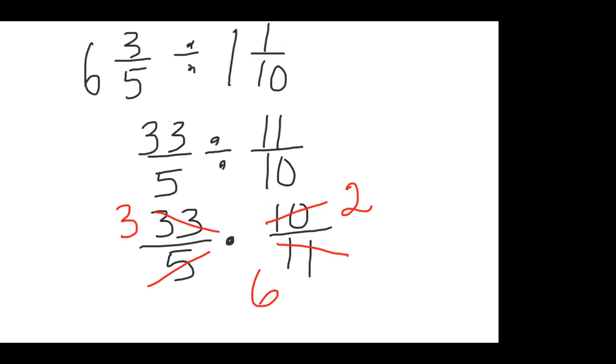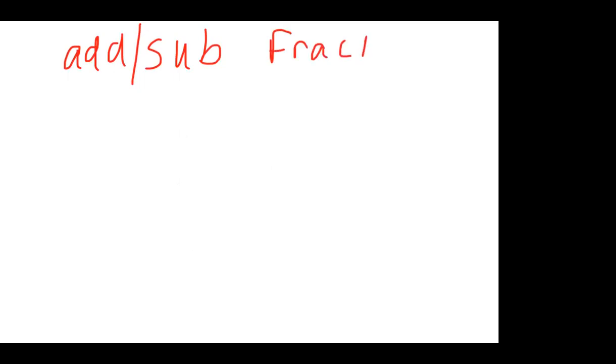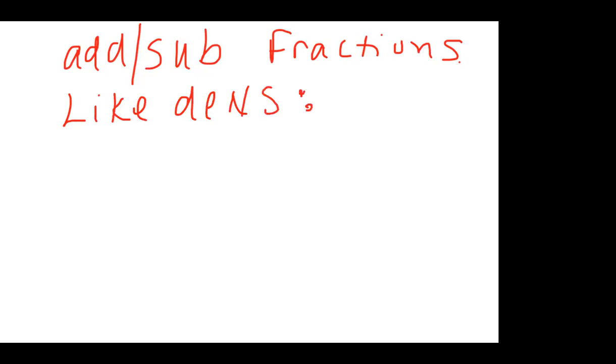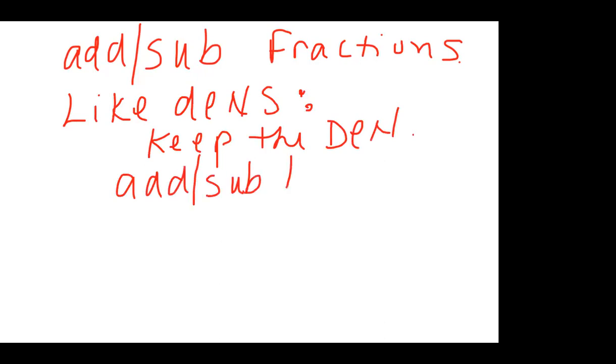All right, so now I'm gonna move on to the addition and subtraction of fractions. So when it comes to adding or subtracting the rational numbers, guys, pretty much you have 2 different types. You have the types where the denominators are alike. If the denominators are alike, you want to go ahead and keep the denominator, and then add or subtract the numerators, and then simplify if possible.